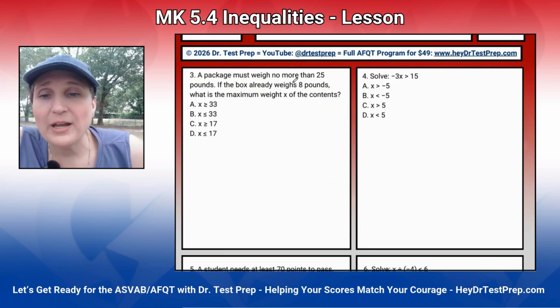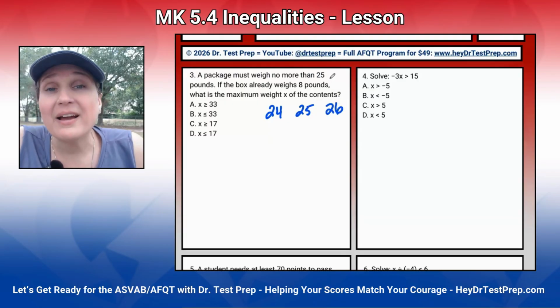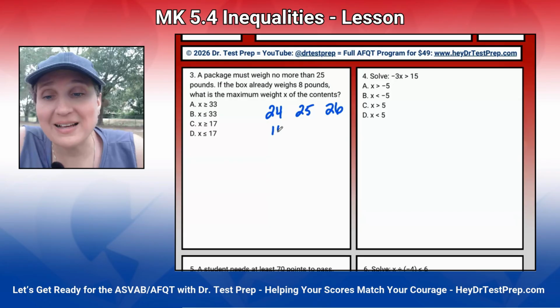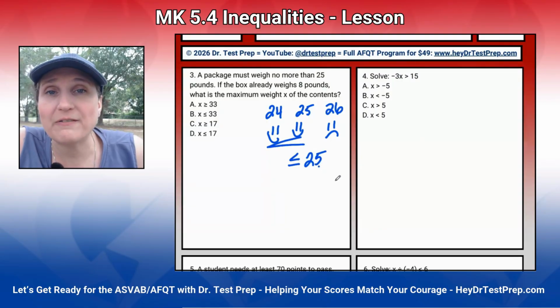A package must weigh no more than 25 pounds. So this is a trick I like to tell my students. Can the package weigh 24 pounds? Yes. Can it weigh 25 if it can weigh no more than 25? Yes. Can it weigh 26? No. So I know my package has to be less than or equal to 25.